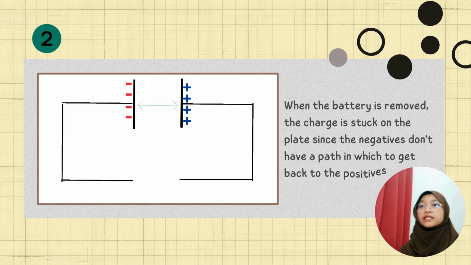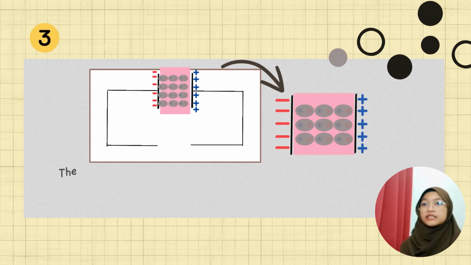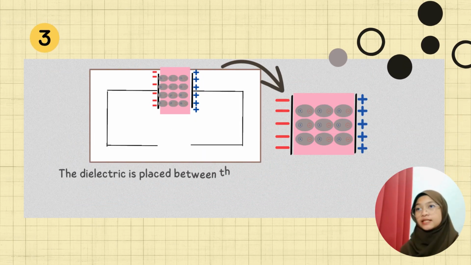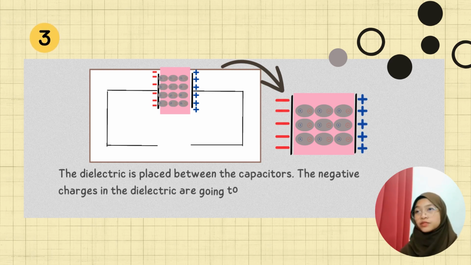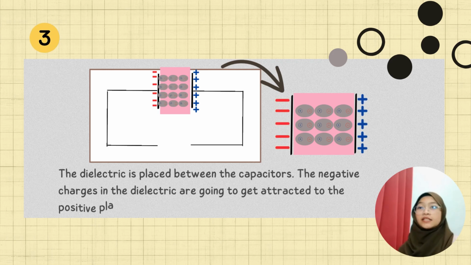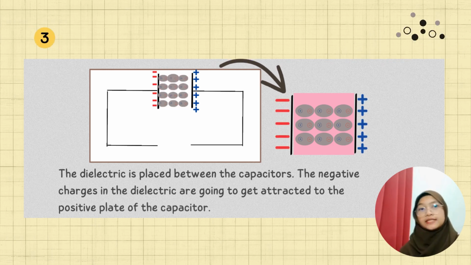So even if the battery is removed, the charge and the voltage across the plates will remain the same as the battery. Now, the dielectric is placed between the capacitor plates. Dielectric materials are made up of atoms that consist of positive and negative charge. The negative charges in the dielectric are going to be attracted to the positive plate of the capacitor.